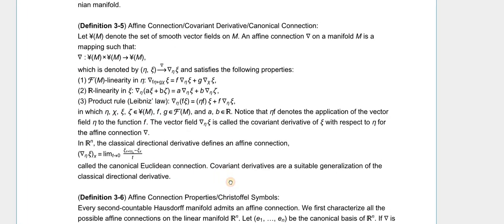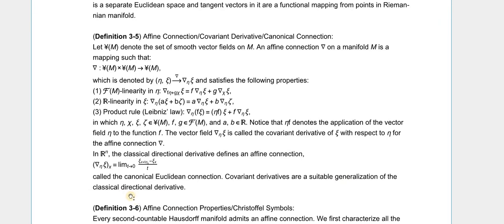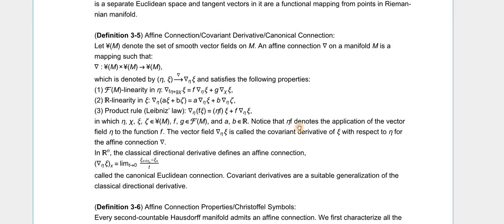And as I mentioned, since this classical directional derivative defines an affine connection, and when you look at this equation, this looks like our limit representation of a differentiation, similar to a point in Euclidean space, but this time this is in a manifold, in the manifold space. So a covariant derivative is also a suitable generalization of the classical directional derivative. So all of this is just another terminology to define what a differentiation is on a manifold.